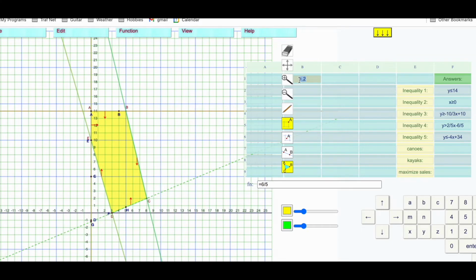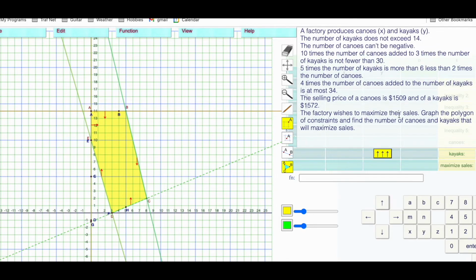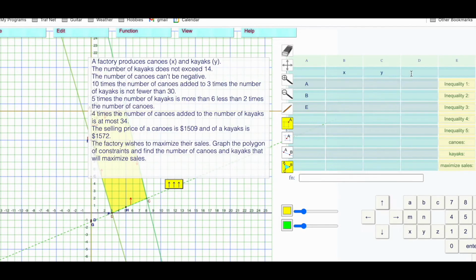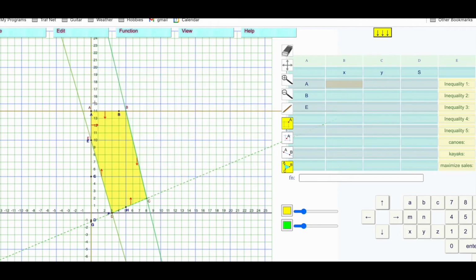I'm going to write X and Y. I'm going to put in my A, B. So my C and D are out, and E. A, B. I'm just doing this to keep it organized. We are trying to maximize sales. My sales. Let's put in the points. A point is 0, 14. My B point is 5, 14. I'll put C, D in just to show you C and D, but we can't use those, and E. C point is 8 and 2. The D point is 3 and 0. The E point is 0 and 10.